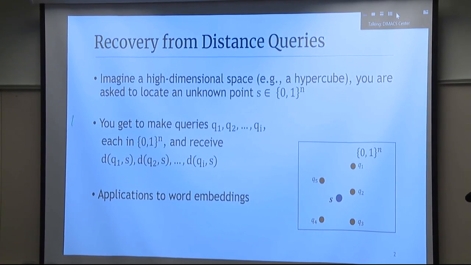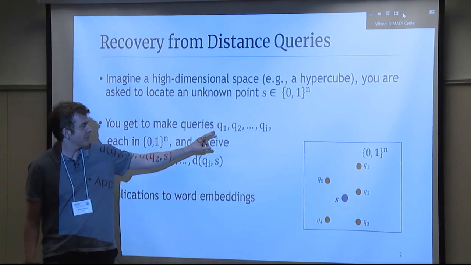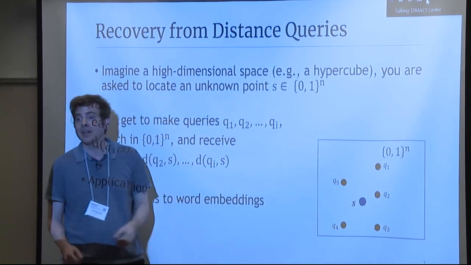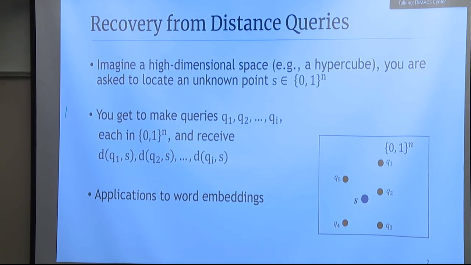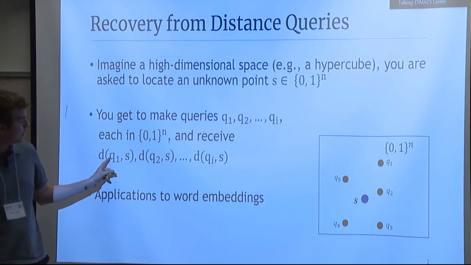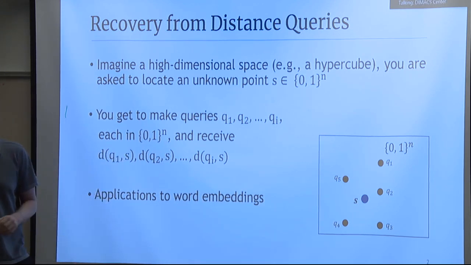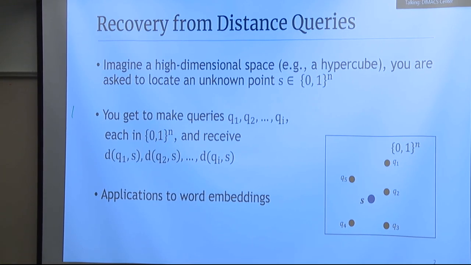So what you get to do is you get to choose queries, Q1, Q2 through Qi, each in the hypercube. You can choose them possibly adaptively or maybe non-adaptively. And what you get are the distances from your queries to the secret. Okay, you get the list of exact distances. And your goal is, given these distances, you want to make a small number of queries to reconstruct this secret. Okay? And this has some applications to word embeddings that I'll mention a bit later in the talk.